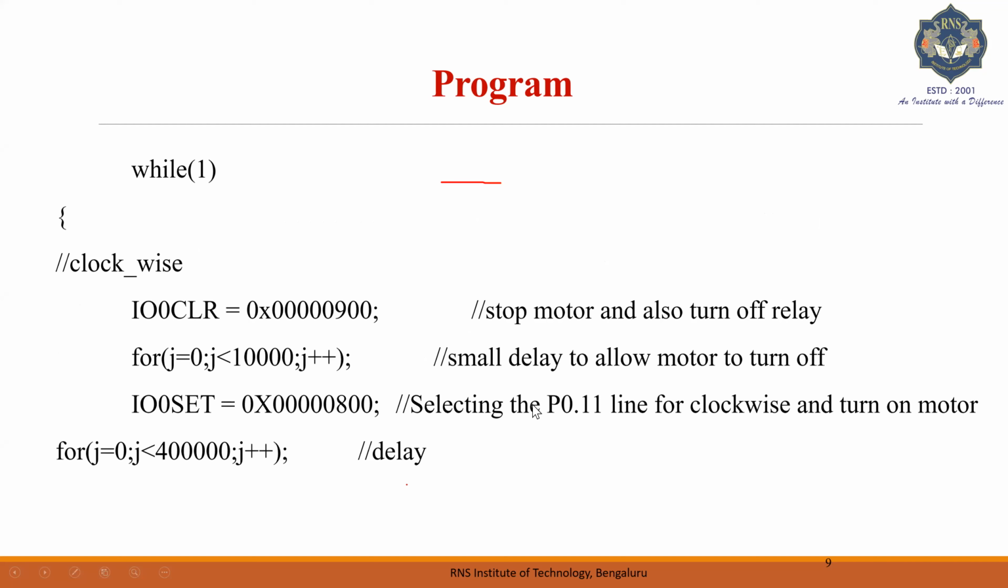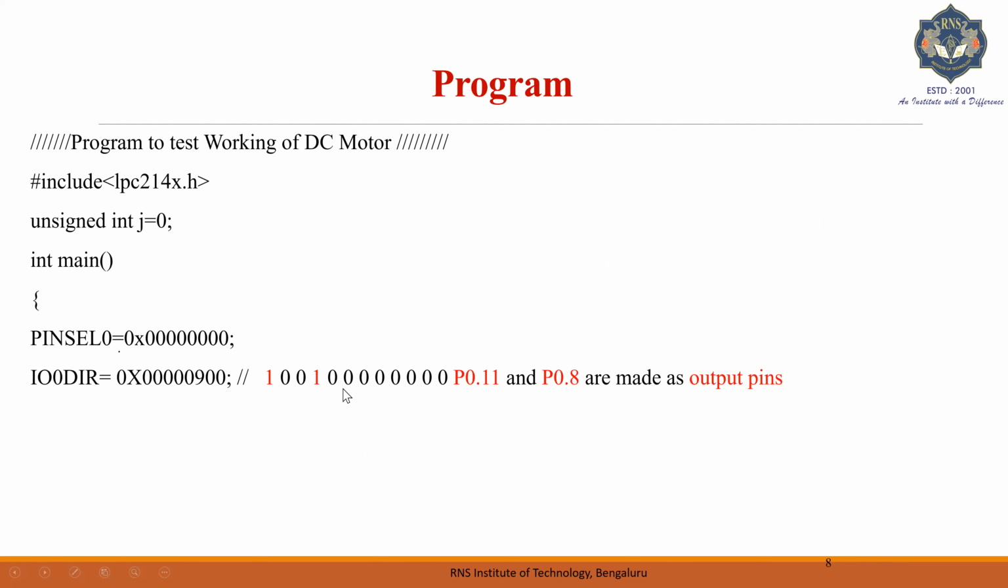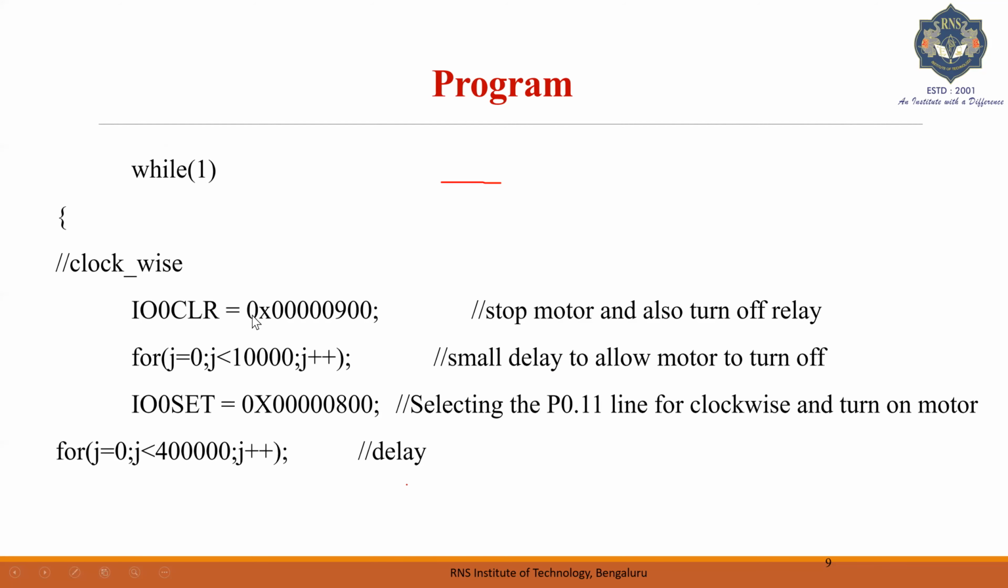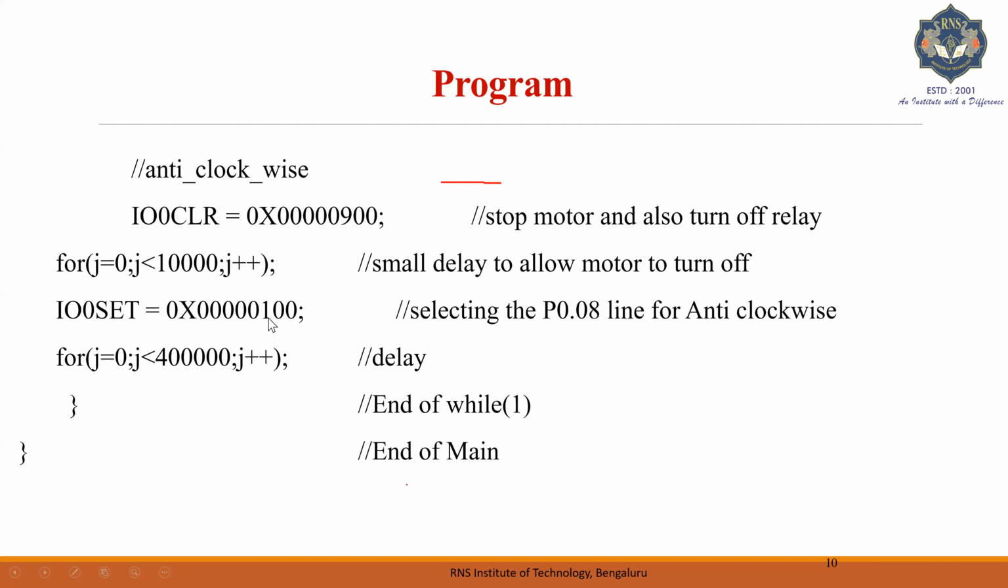Okay, so you can see here, this is 8, 9, 10, 11. If you want to select the 11th line, you should give 8. And if you want to select the 8th line, you should program with the value 1. If you give the value 1, P0.8 is selected and this will disable the 11th line. So your motor turns in the anti-clockwise direction.